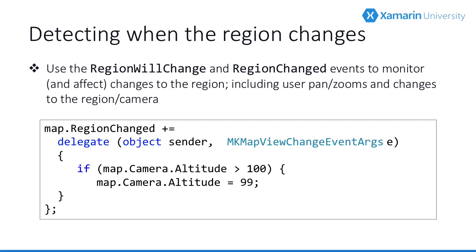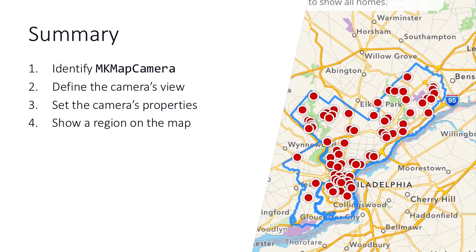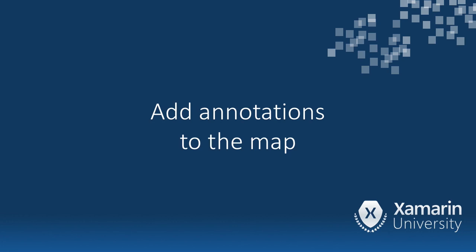So now we've seen that our user can modify our viewport, and we've seen that through code we can even modify our own viewport. Either way, if our viewport changes, we can actually find out because we can tap into the region changed event. We can subscribe to that event, and as you can see here, we even have the opportunity to intercept the event and, for instance, make sure that the altitude stays below 100. So in this section, we've seen how to modify our viewport directly using either our MK map camera or regions, and we've even seen how to subscribe to the region changes. Now let's look at adding annotations to our map.